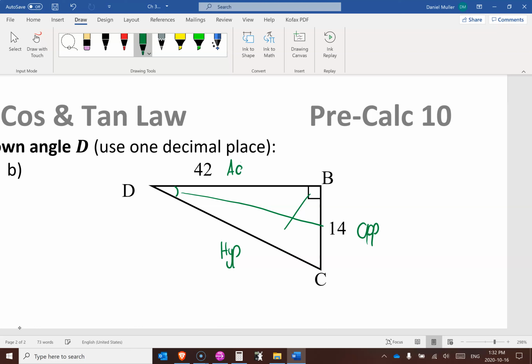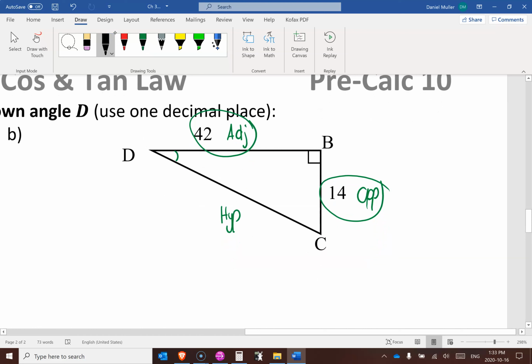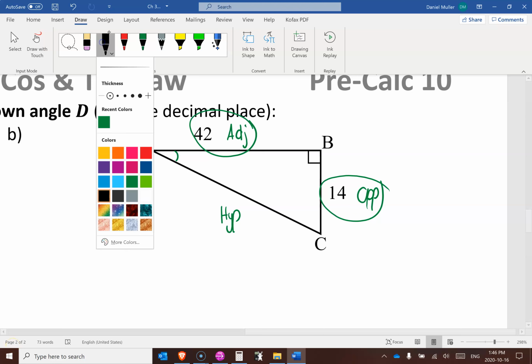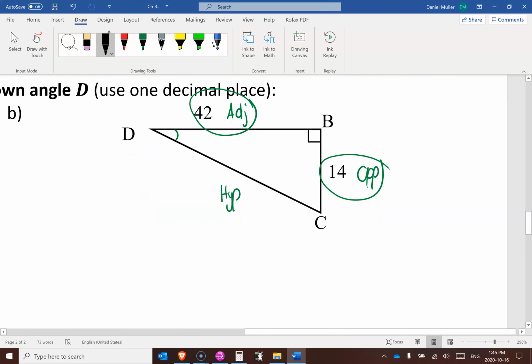All right, so which formula to use? I have 14, so I'll use that. And I have 42, so I'll use that. So O and A. Okay, sorry about that. Let's see what I was doing here. I mean, there's like a 15-minute pause. So I have O and I have A, opposite, adjacent. So that would be TOA. So my formula would be tan of some angle equals O, opposite, over A, adjacent.